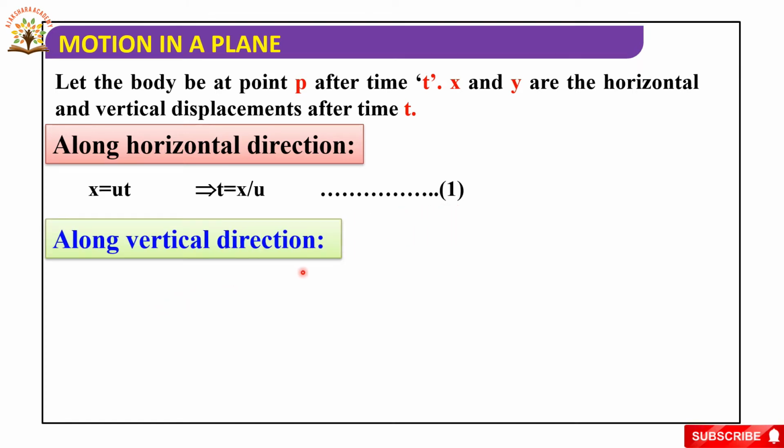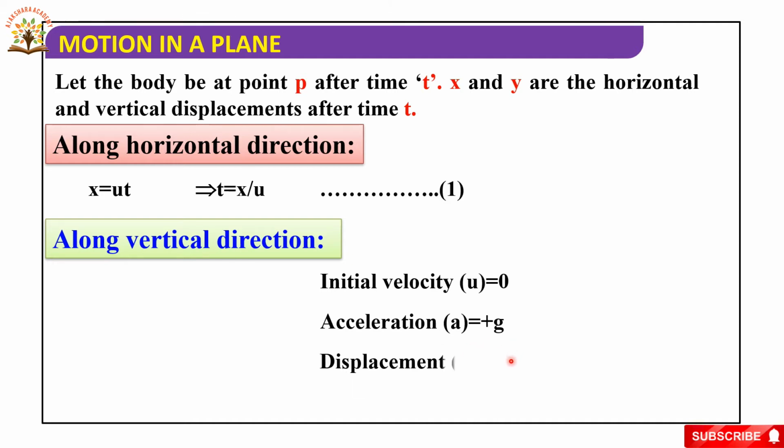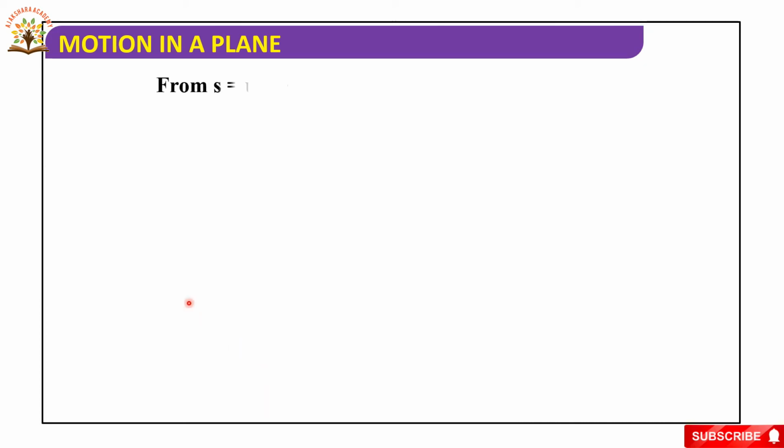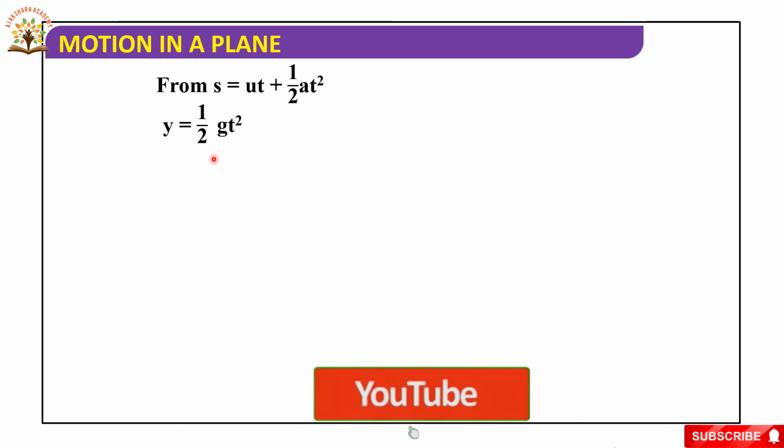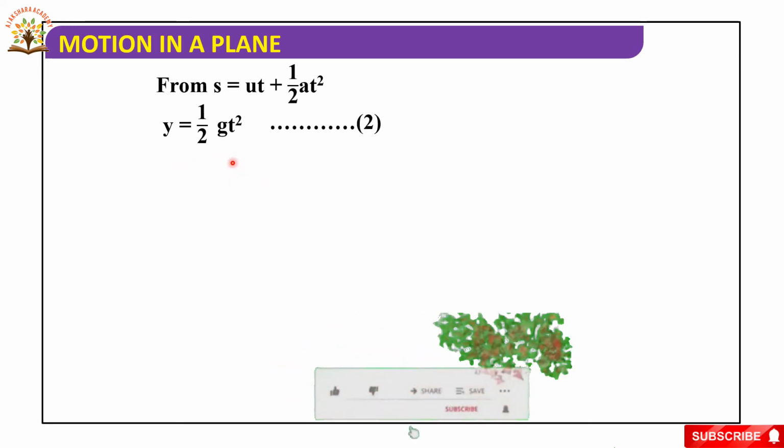Along vertical direction, initial velocity u is equal to 0, acceleration a is equal to g and displacement s is equal to y, time taken t. From s is equal to ut plus half a t square, y is equal to half g t square, because here u is equal to 0. So the equation becomes y is equal to half g t square. Consider this as equation number 2.